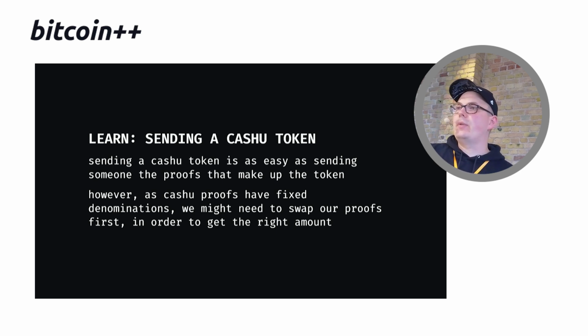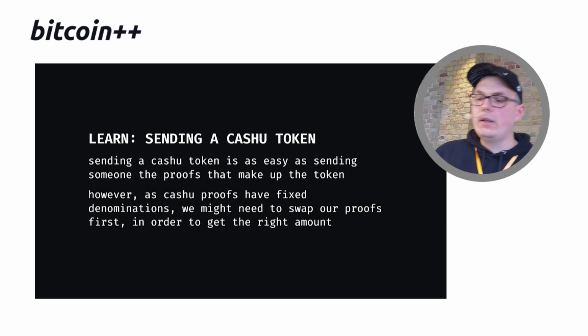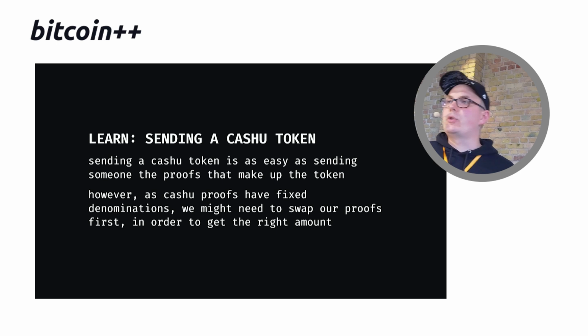So I would hand them 64 sats and now I would have overpaid. So what we do instead is we do swaps. If I know that I'm going to pay someone 16 sats and I only have a single proof of 64, I would go to my mint and actually swap my 64 sats for a variety of smaller proofs, basically.